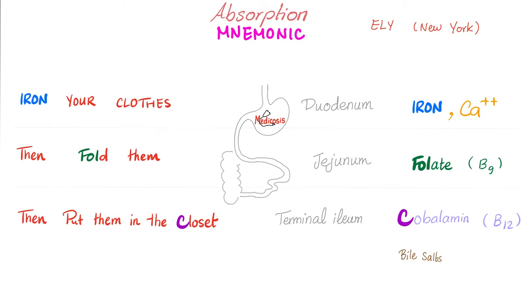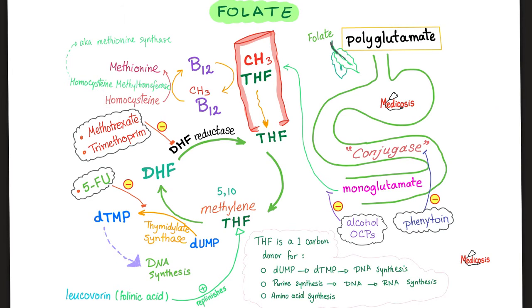Remember that your duodenum absorbs iron and calcium. Jejunum absorbs folate, terminal ileum absorbs cobalamin and bile salts. Or you can say B and B, B12 and B bile salts. Here is folate being absorbed in the jejunum. Thank you, conjugase, jejunum conjugase. And this is inhibited by phenytoin, alcohol, and oral contraceptive pills. They are not good for your folate level.